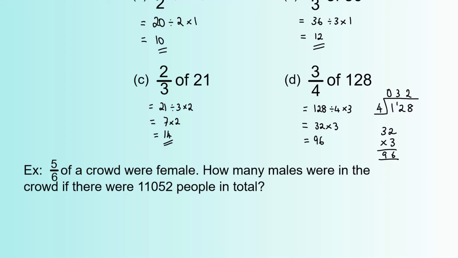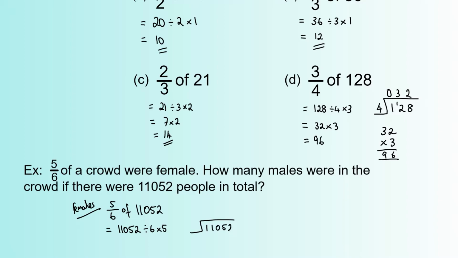Now, there's a few different ways you can approach this. It's really entirely up to you. What I'm going to do first of all is figure out how many females were in the crowd. So I'm going to figure out 5/6 of 11,052, which is for females, which means we're going to do 11,052 divided by 6 times 5. So still dividing by the bottom, timesing by the top. I'm not confident doing that in my head, so I'm going to set out a little division calculation here.